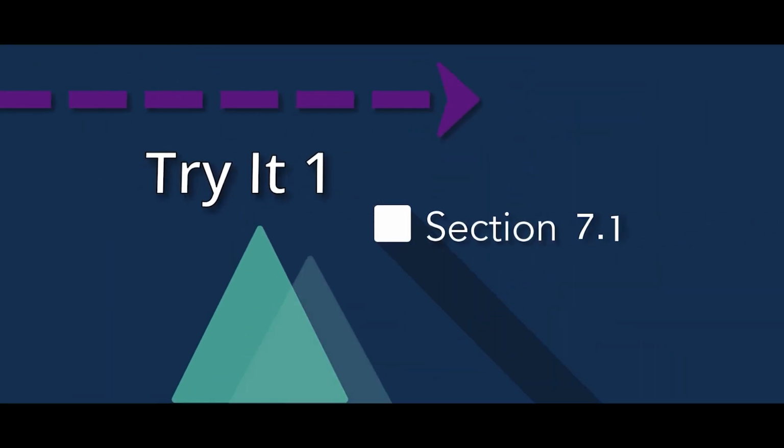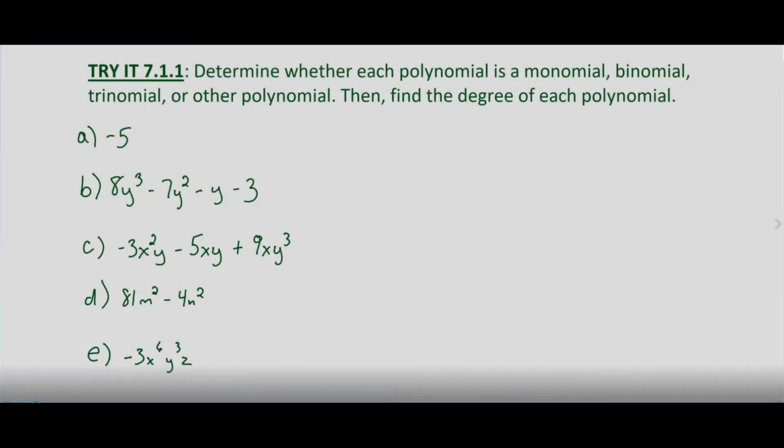So our first try it exercise in lesson 7, we're looking at polynomials. We're given a list of polynomials and we're asked whether each polynomial is a monomial, binomial, trinomial, or other polynomial. And then we're asked to find the degree of each polynomial.